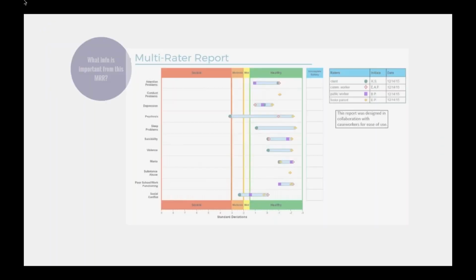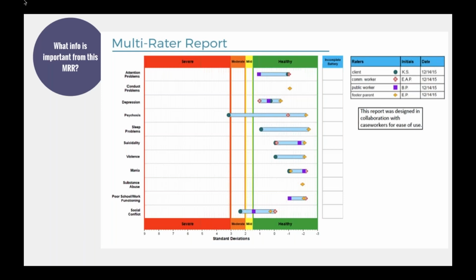I have a question. Sure. So if the birth parent rates and they're rating the child in the severe range, or in the red range, but they haven't had any contact with the child for a while, what is that telling us exactly? That's a really great question, because generally speaking, for raters, we're looking for people who have had an interaction or a relationship with the child within the last, say, month, because that's the time period that the questionnaire will ask for.